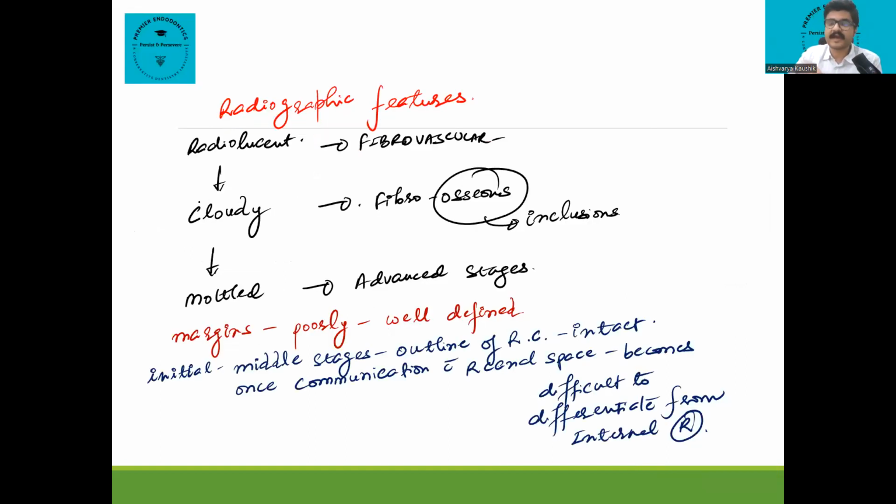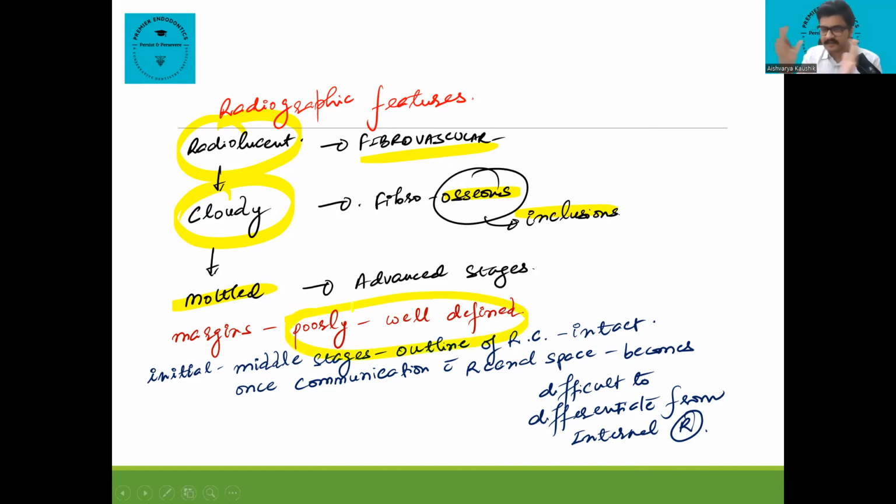Then what are the radiographic features? Very interesting. Let us just use a highlighter to understand the radiographic features. Initial stages, it's totally radiolucent. Why? Because the tissue is fibrovascular. Then the body starts to deposit osseous tissue in response. So the radiographic appearance becomes cloudy because of osseous inclusions. Then in the later stages, there is more radiopacity. So the radiograph appears mottled. Then next important point, what about the margins? Margins can be irregular, poorly defined to well-defined also. Well-defined margins can also be there. So that, again, we have the entire spectrum.